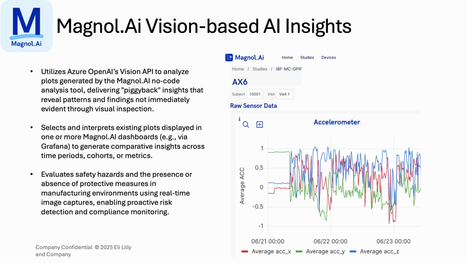Magnol.AI can integrate images from multiple sources, including user uploads, session data, and external URLs such as Grafana dashboards. When a user requests image analysis, the system automatically determines the image source, processes it, and prepares it for multimodal LLM analysis. The AI then interprets both visual and textual data, answering user questions, extracting insights, and generating comparative reports.